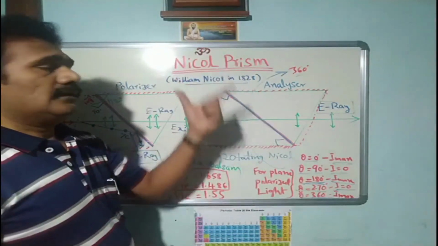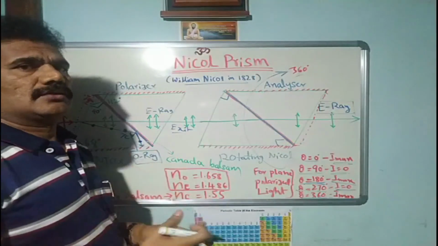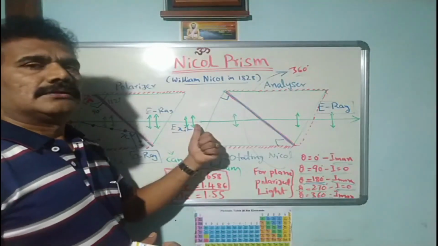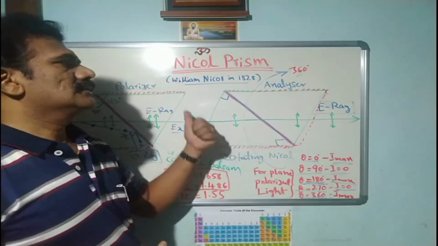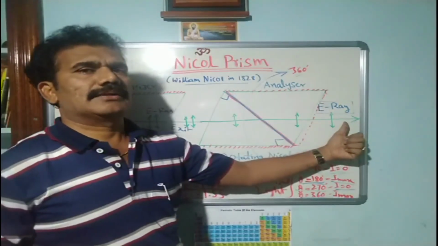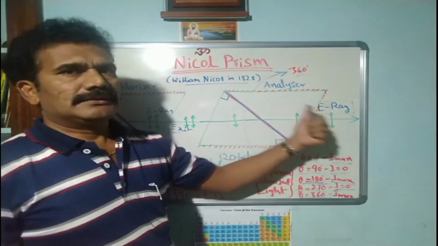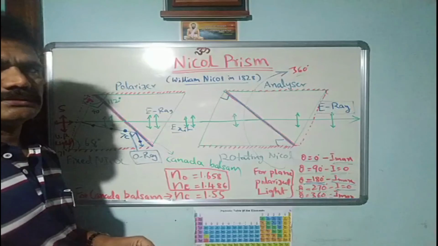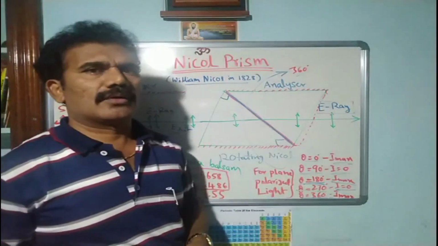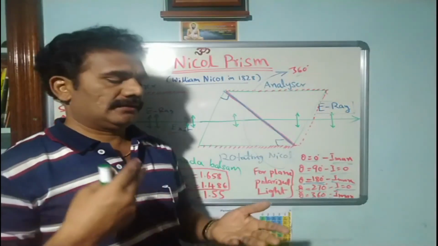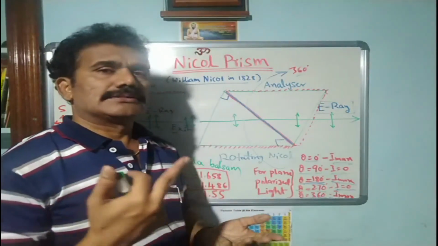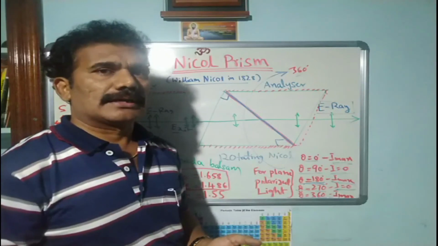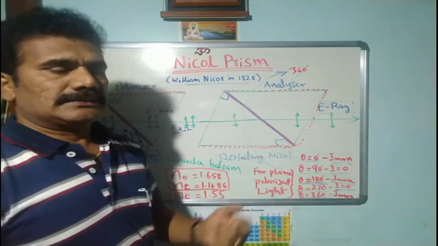So it is a very important device. Using this Nicol prism, as I said, one can produce polarized light as well as analyze the final emergent ray. Next, we'll continue with how to use this Nicol prism to analyze different types of polarized light, like plane polarized light, circularly polarized light, and elliptically polarized light. I'll come back soon.